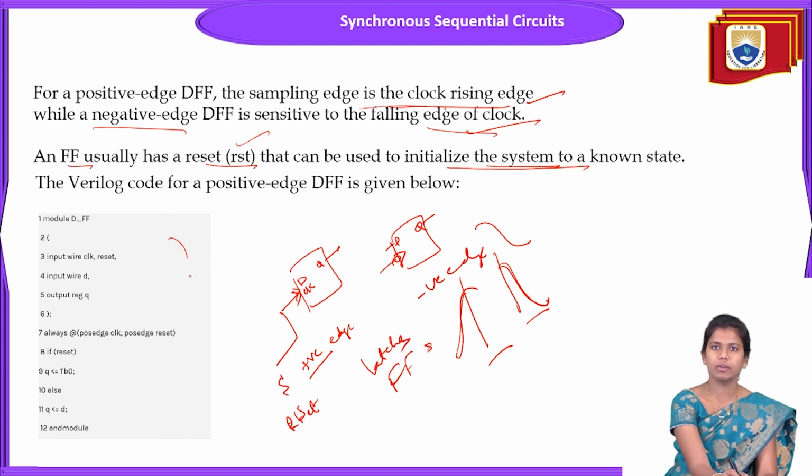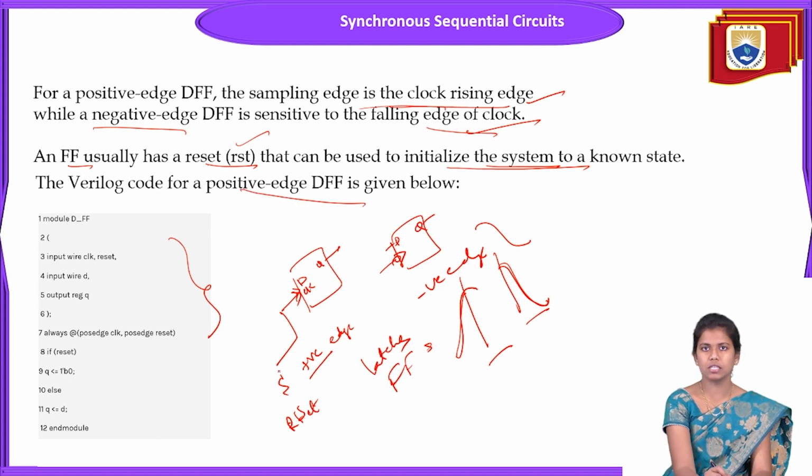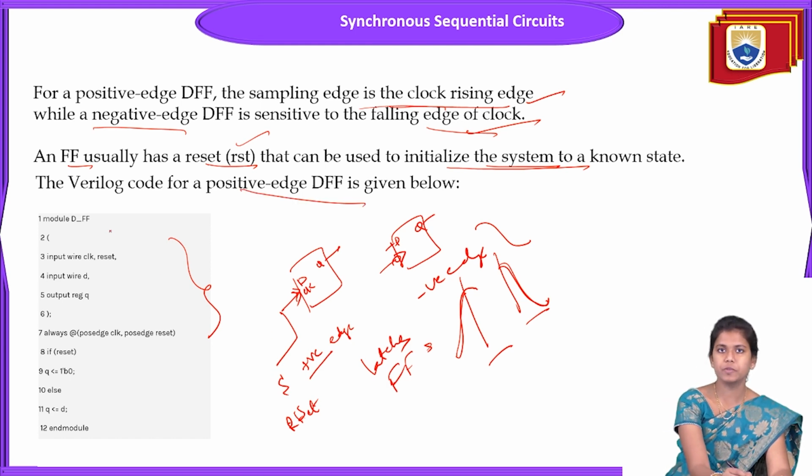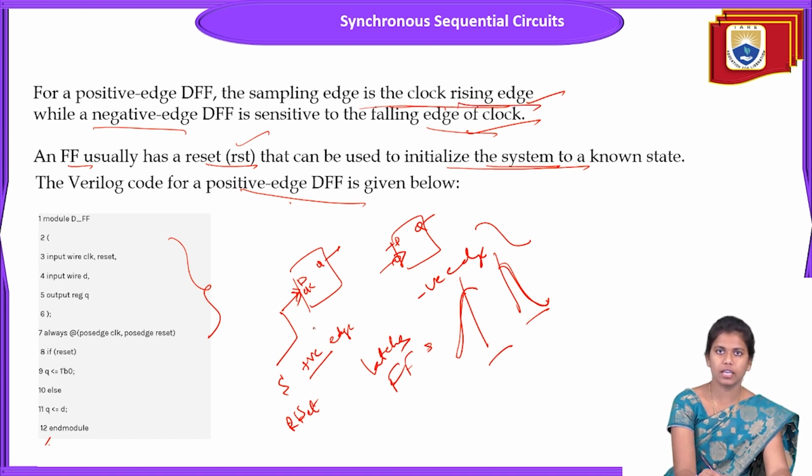Here, this is a Verilog code for the positive edge D flip-flop. If you observe the Verilog code here, we have written the code in 12 steps. This is a positive edge D flip-flop. So for the positive edge D flip-flop, the clock signal will be a rising clock edge, and the clock rising edge will be observed in the positive edge D flip-flop.